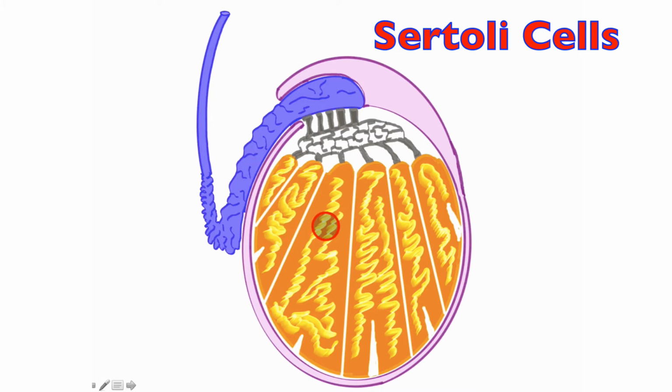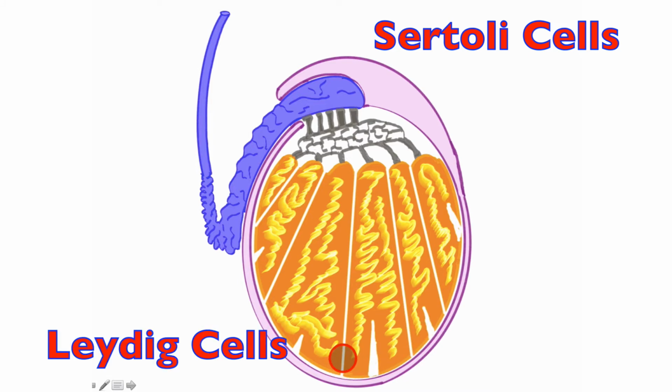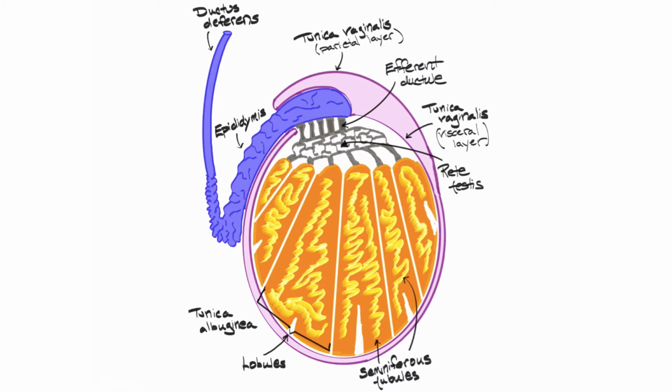the developing sperm cells. And between these, in this white area right here, are going to be another group of cells known as Leydig cells. And those are going to release the hormone testosterone. So those Leydig cells are endocrine cells. And we'll talk about the endocrine system at a later point in the semester. So let's just take a look at all the structures here.